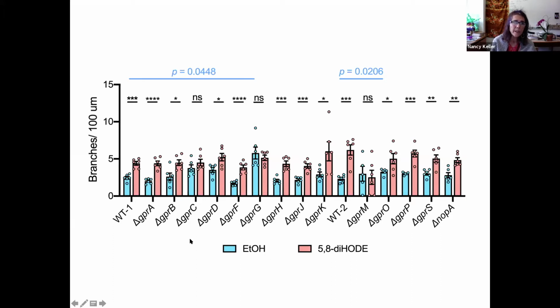What was particularly interesting is that 2 of these G protein coupled receptors, GPRC and GPRG, we had shown many years earlier to be necessary for responding to plant oxylipins. So we believe that these particular receptors on the surface of the fungus are involved in perceiving the fungus's own metabolite.